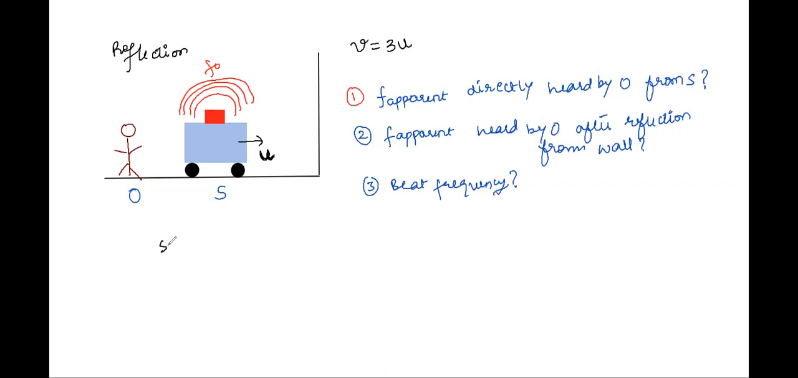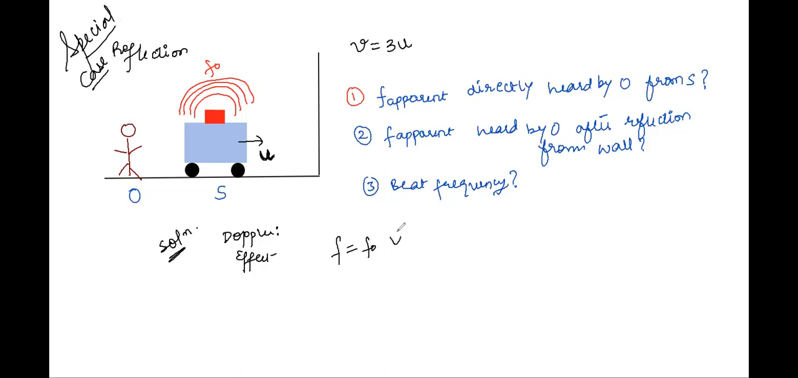First one, let's take case one. Yes. Tell me, what is the formula? First of all, whenever you get such questions, write the formula in front of you, whatever you know, right? Tell me, what's the formula that we know, Karuna? F is equal to F naught times of, V plus or minus V naught whole by V plus or minus Vs. We'll decide the sign later. Correct? Okay. Now tell me, is the observer moving? No, sir. He's stationary. So we'll take V naught as 0.